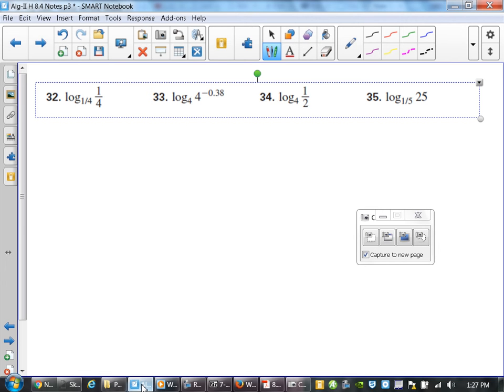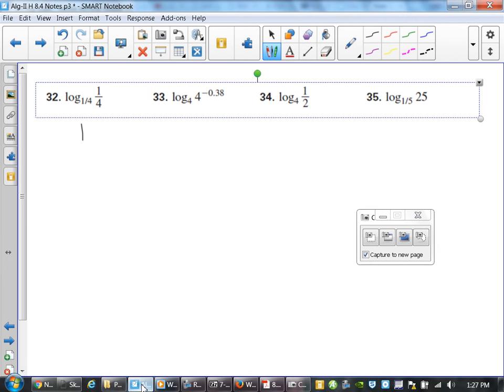For example, 32, 33, and 34. When you have the log base b of the same b, those two are the same, so the answer has to be 1. For 32, log base 1/4 of 1/4 means 1/4 to what power is 1/4? Well, that's 1/4 to the first power. So the answer here has to be 1. Those are the kind of questions you ask yourself as you work with logarithms.